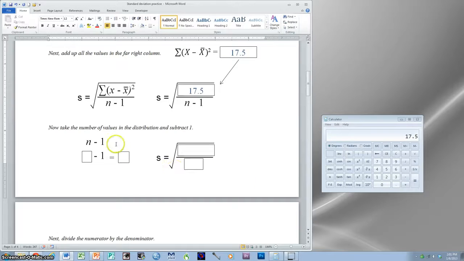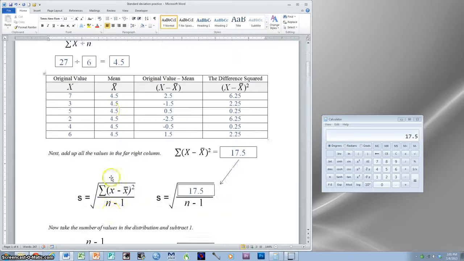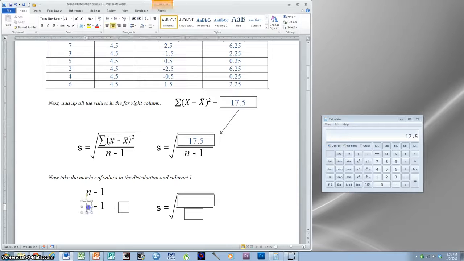So now take the number of values in the distribution and subtract by 1. So the number of values, as you recall, 1, 2, 3, 4, 5, 6. Okay, so we put 6 right here. And then we say 6 minus 1, so n minus 1, sample size minus 1, is 5. Don't have to use a calculator for that.